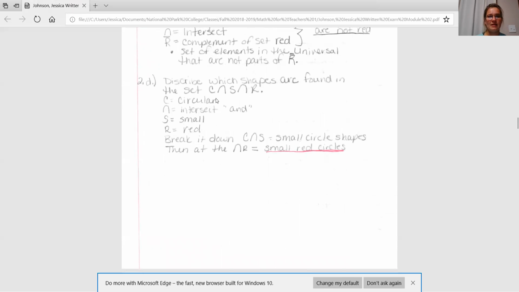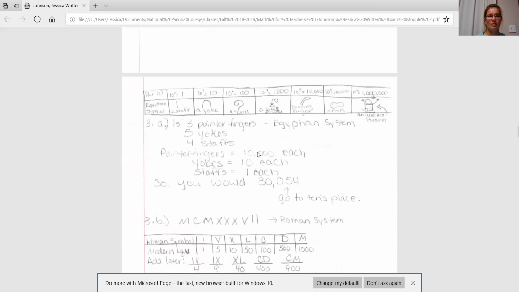And then let's talk about C intersect S intersect R. You just break it down. C intersect S, which is small circle shapes. And then we have intersect R, which is small red circles.